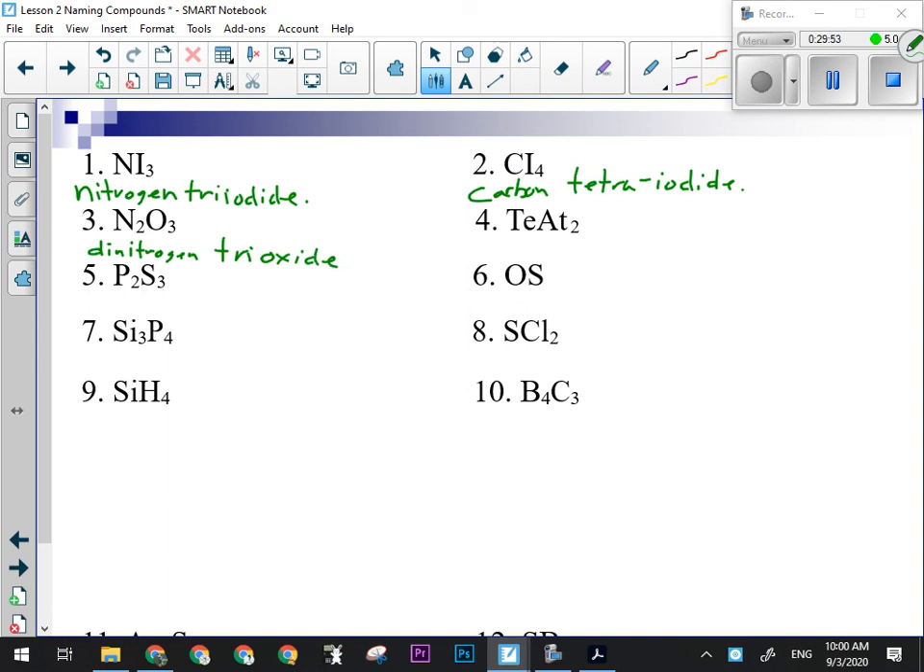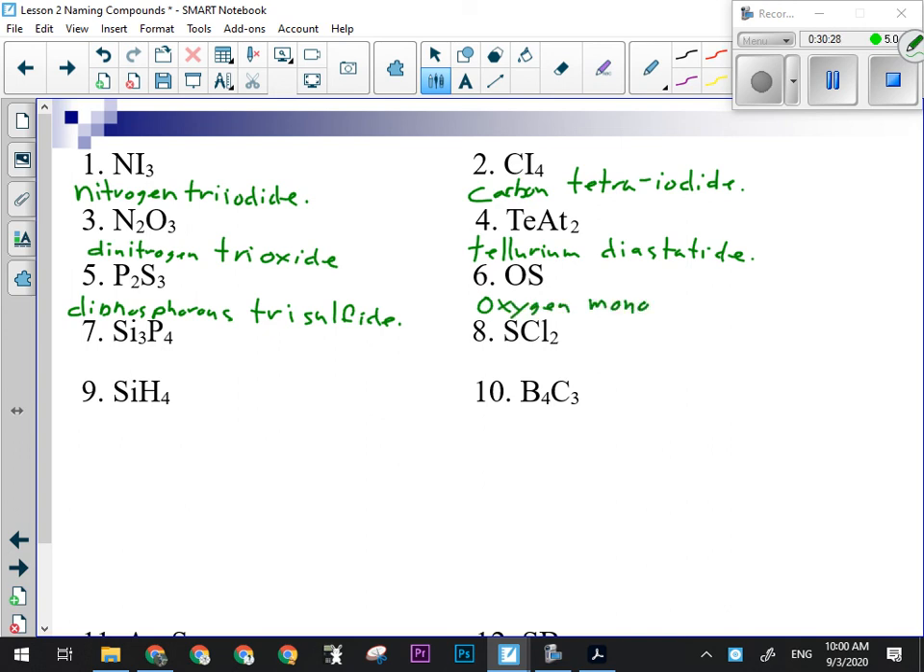Number 4, Te stands for tellurium. Prefix, ditellurium. And then for number 5, we've got diphosphorus trisulfide. And then for number 6, we've got oxygen monosulfide. Everyone doing all right with those?